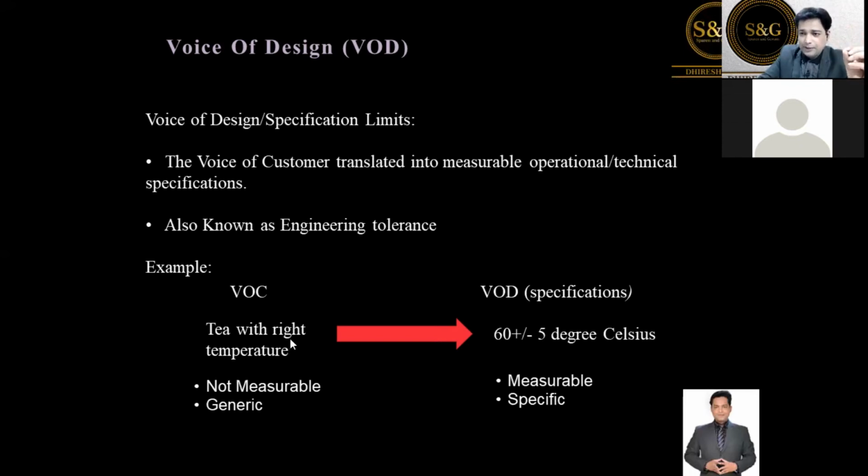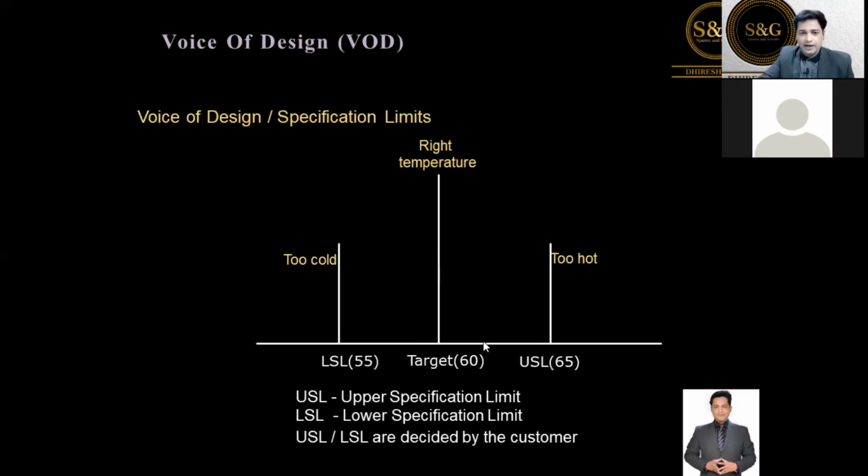I want tea at the right temperature, I want piping hot tea, but what is piping hot, what does that mean? So it is not measurable and generic voice of customer. So we convert that into a specific design specification or engineering tolerances, which is 60 degrees Celsius plus or minus 5, which becomes measurable and specific. Let's go to the next slide and understand this.